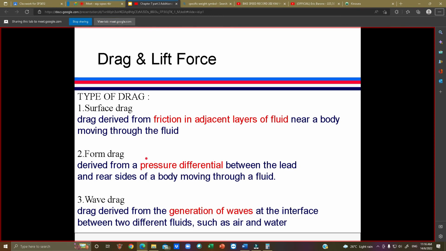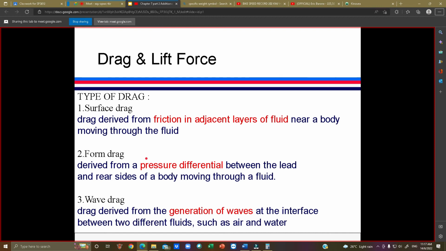Okay, to form drag. And finally, wave drag. Okay, wave drag ni kita kena rasa bila tempat tu ada ombak, ada wind. Drag derived from the generation of wave at the interface between two different fluid. Right. When you stand at the beach, and then the wave come towards you, you're going to feel that when the wave hit you, you're going to push backwards. Itu wave drag. Drag that caused by waving, by ombak, by benda yang bergelombang.